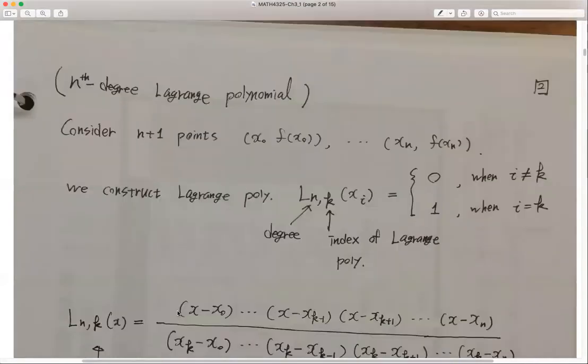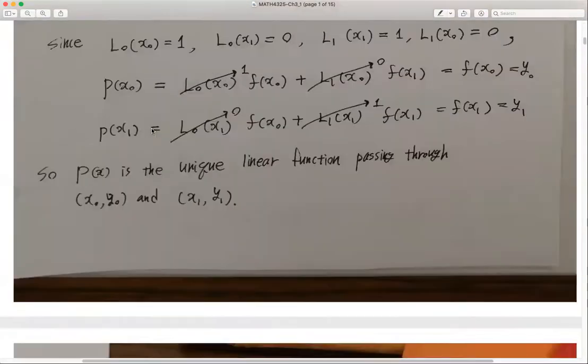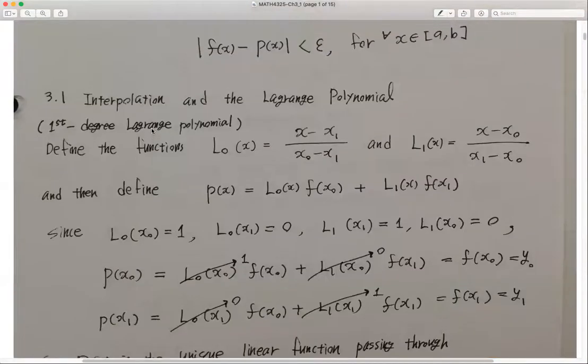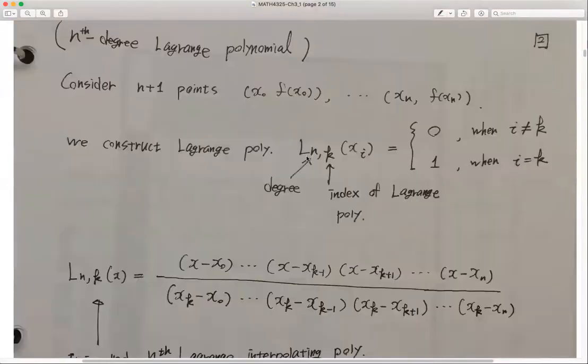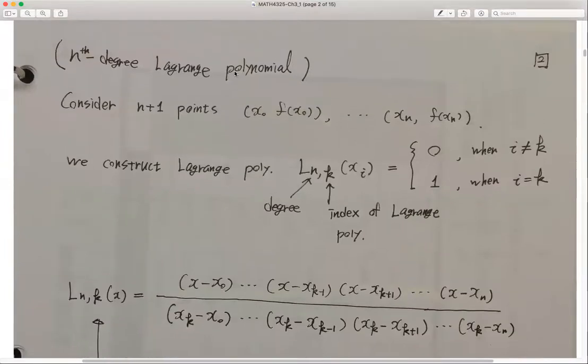So we're going to consider n plus 1 points. Why do we consider n plus 1, not n? Because to construct a degree 1 Lagrange interpolating polynomial, we needed two data points, x0 and x1. So to construct the nth degree Lagrange polynomial, we need n plus 1 points. Keep this in mind. It's quite basic, but it's important.